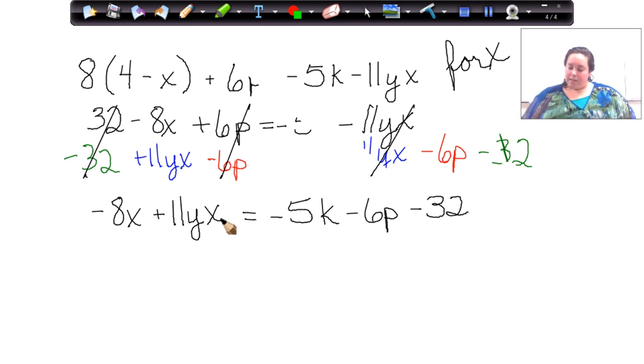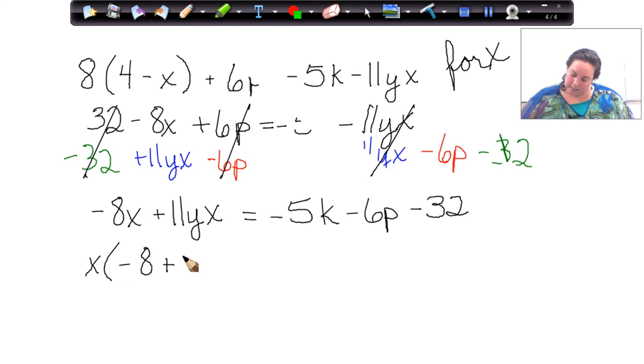Now we can factor out an x. These two terms can't be added together, and that would be what we would want to do, but we can't because there's an extra y in here, so we can factor out an x. So let's do that. x times negative 8 plus 11y, and that equals the same. This can't be simplified. There are no like terms over here.